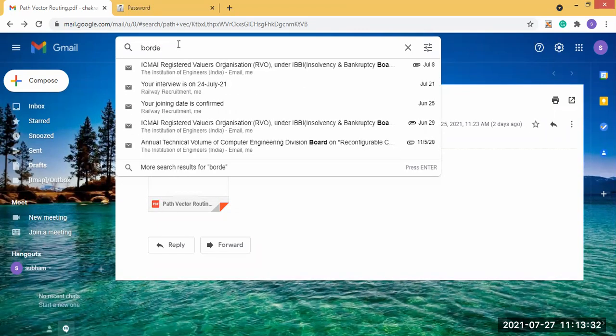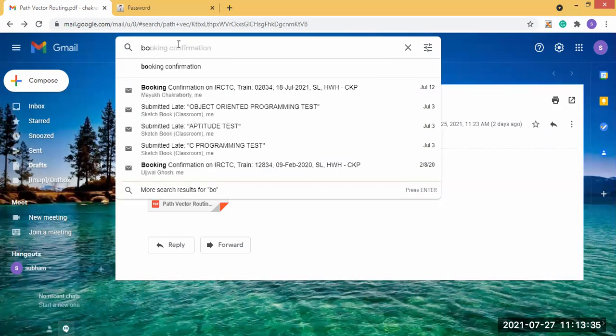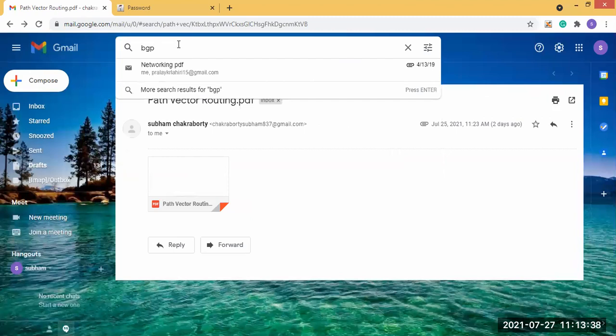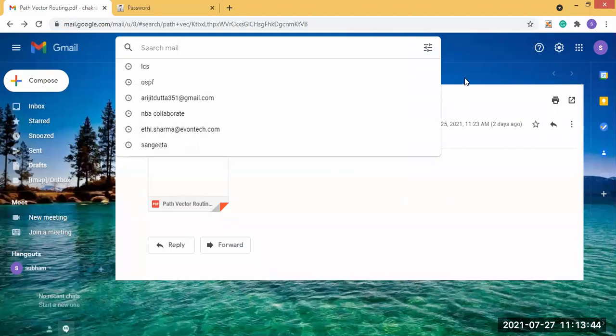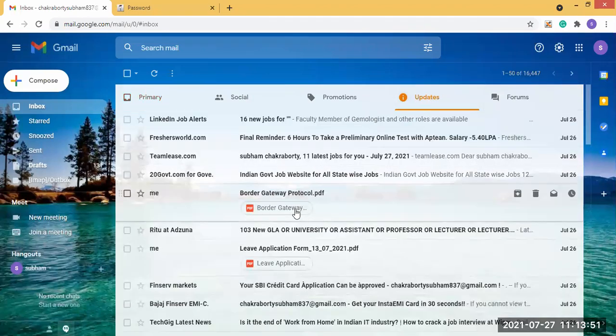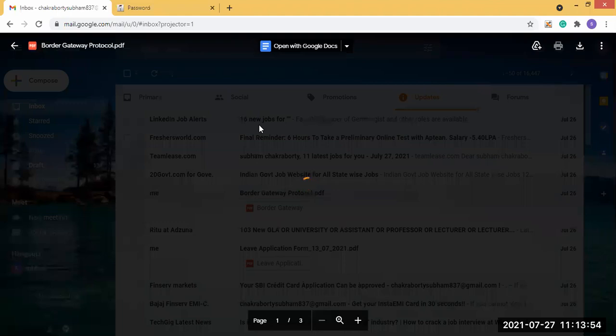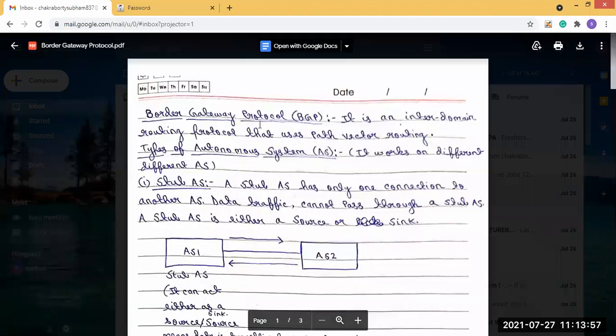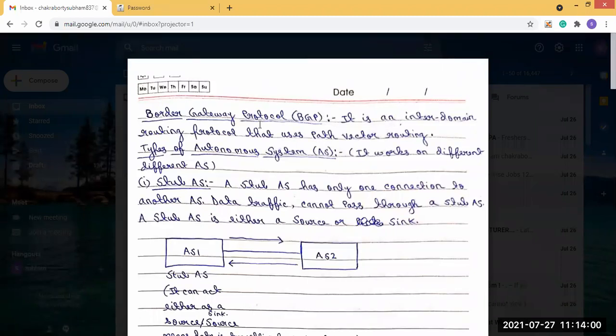the last. This is all about the path vector routing. So next, the last protocol. Till now, we have seen the link state routing protocol, then the OSPF routing protocol, then the path vector routing, and at last we will see the Border Gateway Protocol. This is the last protocol.